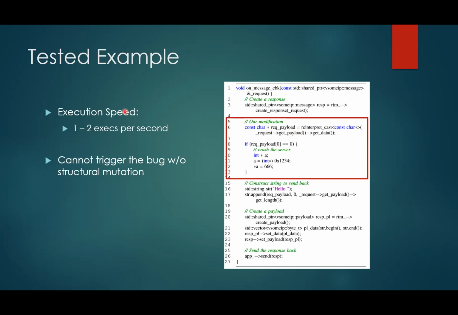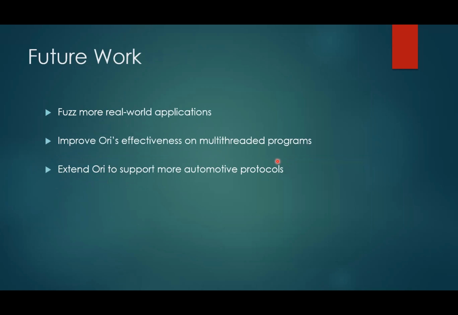We found that the execution speed in our experiment is that we can perform 1 or 2 tests per second, and we also found that our structural mutation is very effective because we manually injected a crash into the server. We can find the crash with structural mutation in 5 or 6 seconds, but we can never trigger the crash without structural mutation, or only with random mutation.